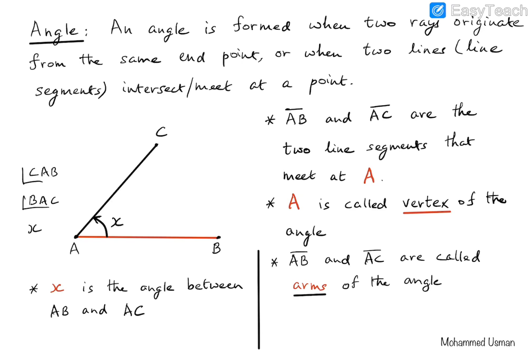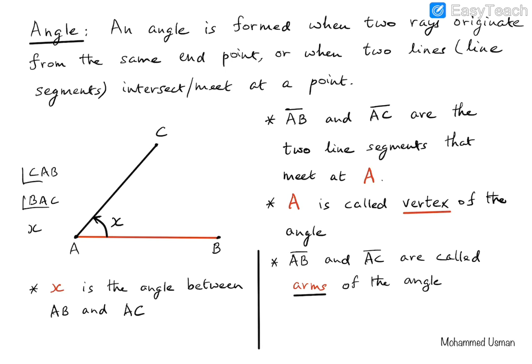And again, notice that normally the correct way of writing the line segment is with a line on top, but many a time you will notice that the line on top is missing, and it is understood that it means the line segment AB. So to reiterate, the angle CAB can also be written as angle BAC, or by the letter X, which denotes the angle. All these three notations mean the same thing.